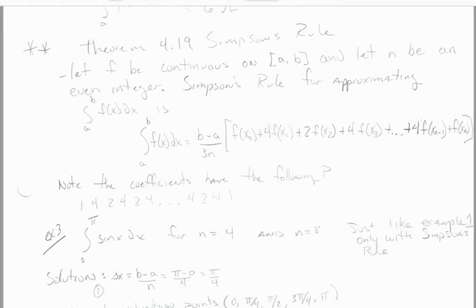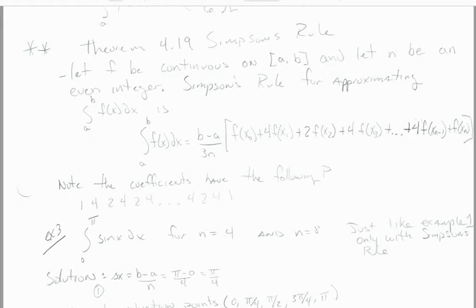Integral from a to b of f of x dx equals b minus a over 3n times f of x0 plus 4 times f of x1 plus 2 times f of x2 plus 4 times f of x3, and so on and so forth. So, very similar to the trapezoid rule, except just a few minor things. Notice in front now, we have b minus a over 3 times n instead of b minus a over 2 times n. And then there's a different pattern for the coefficients here.